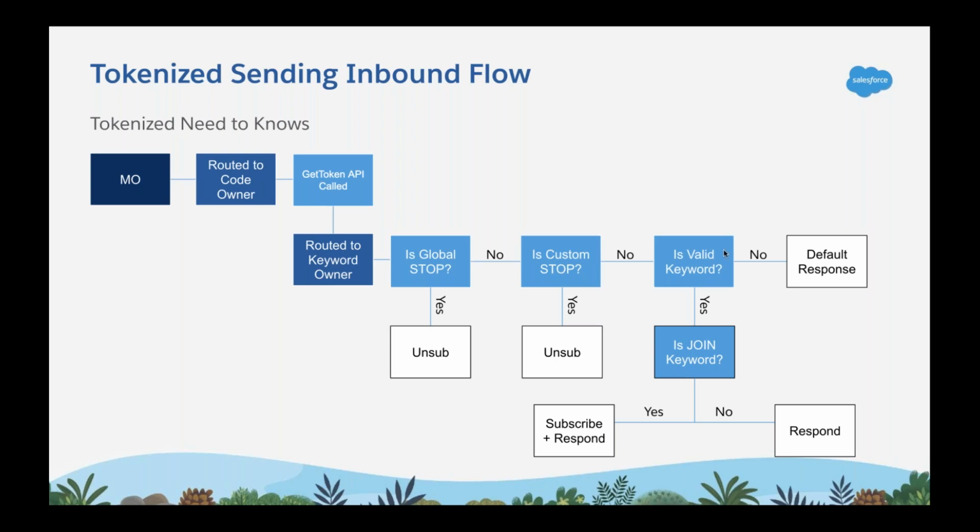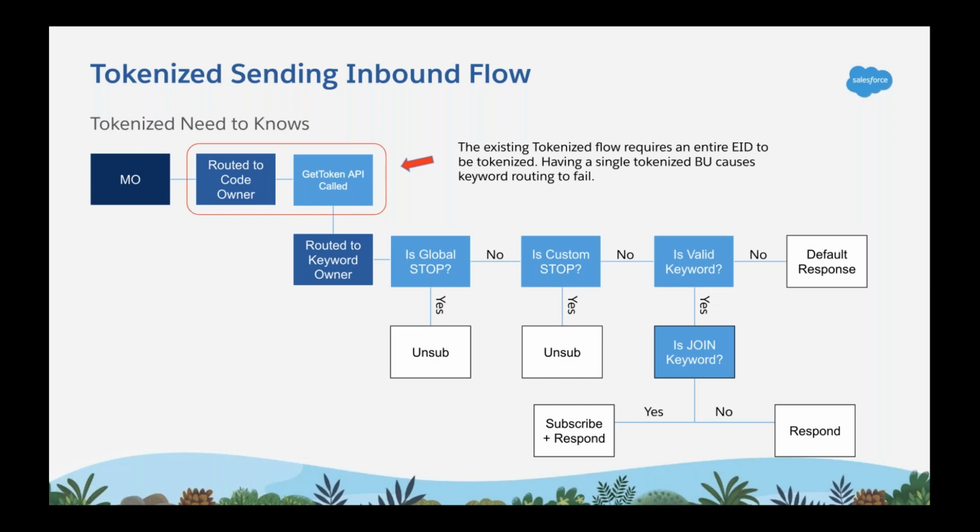Where a lot of customers run into some pretty severe issues is when they're trying to stand up two-way use cases via tokenized sending. If you do comb through our documentation, we have a specific page that relates to use cases we don't support for tokenized sending, which unfortunately is most of the two-way ones right now. And that is because of this process right here. Oftentimes, customers will want to have a single tokenized business unit under their enterprise, or their enterprise will be tokenized, but some of the business units underneath it will not be.